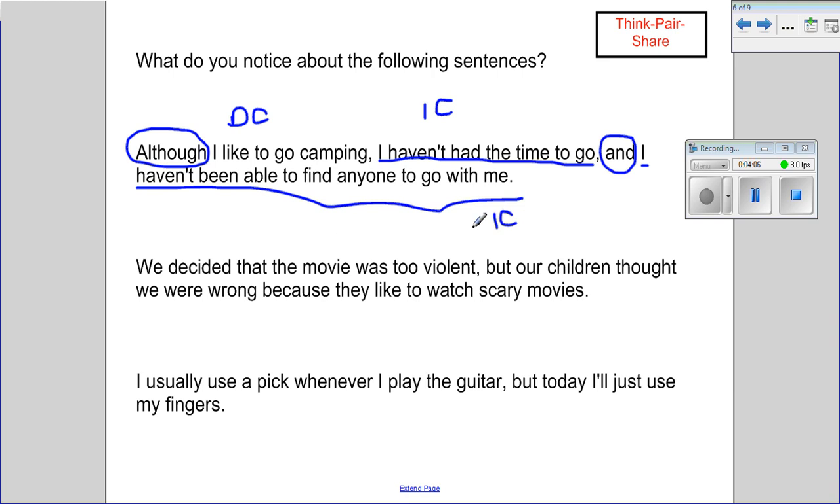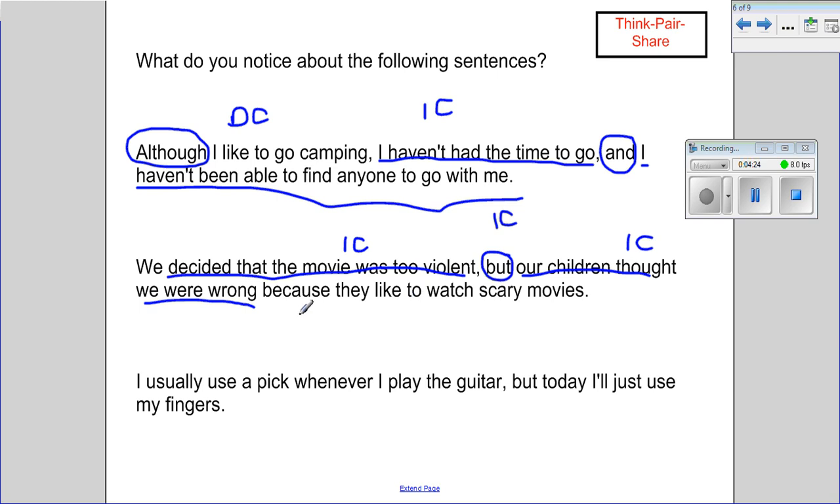Let's go ahead and look at the next one. If I'm looking at this, I see a coordinating conjunction. We decided that the movie was too violent. Here is another independent clause. Our children thought we were wrong, an independent clause.